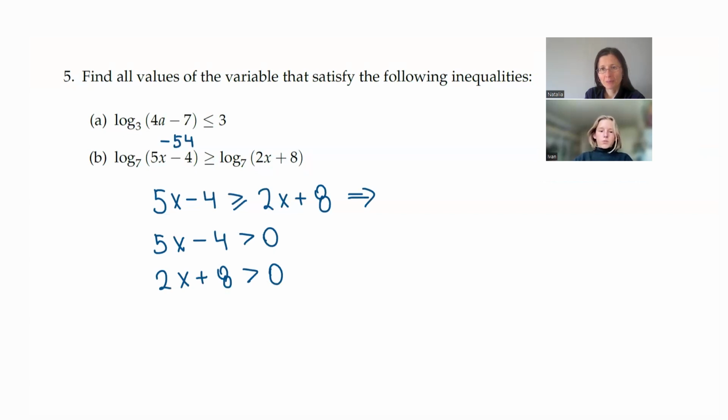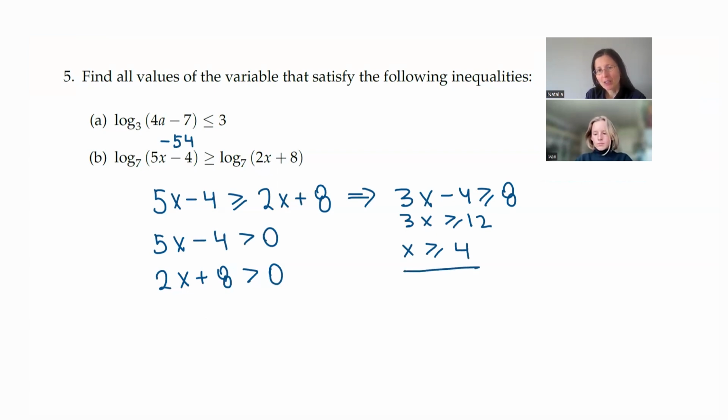So for the first one, we can subtract 2x from both sides. We'll have 3x minus 4 is bigger or equal to 8. Okay. And we can add 4 to both sides. So we'll have 3x is bigger or equal to 12, or x has to be bigger or equal to 4. Greater or equal than 4. We can say greater as more standard, either way. Okay, so x is greater or equal than 4.